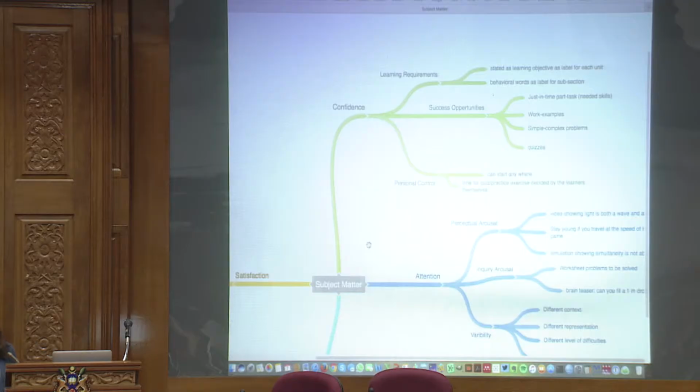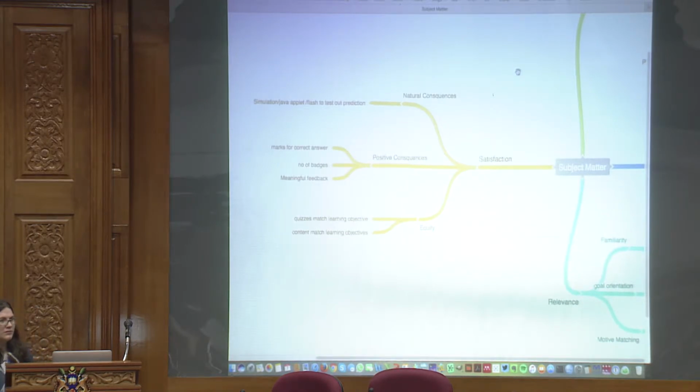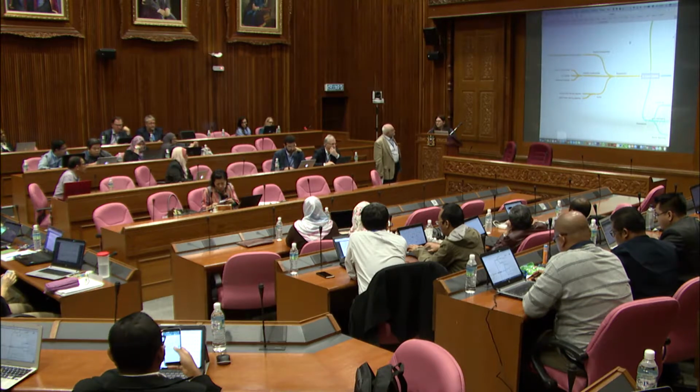Personal control: they can start anywhere and anytime because it's in Moodle. And then the time for quizzes and practice exercises is decided by the learners themselves. So it's up to them. They are responsible for their learning. And then satisfaction, natural consequences. So I have simulations, Java applets, and Flash to test out whatever predictions they have, such as whether you stay young or slim when you travel at the speed of light.